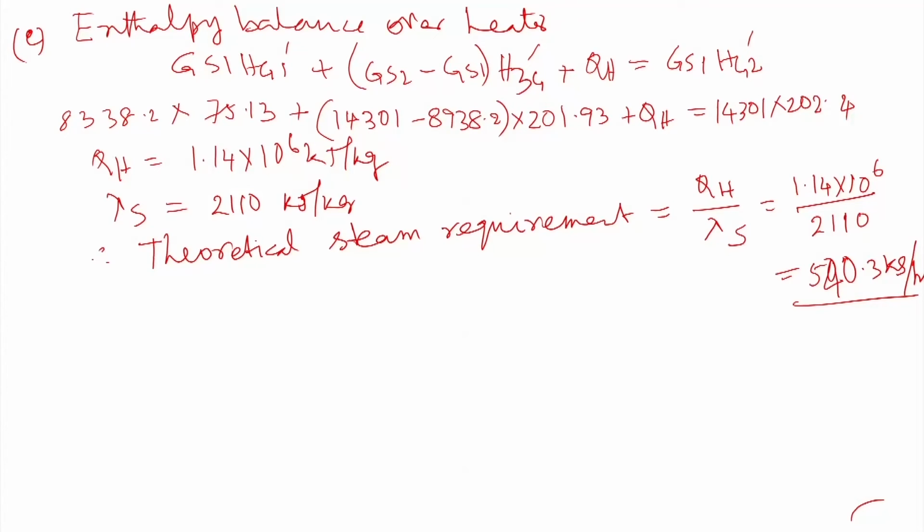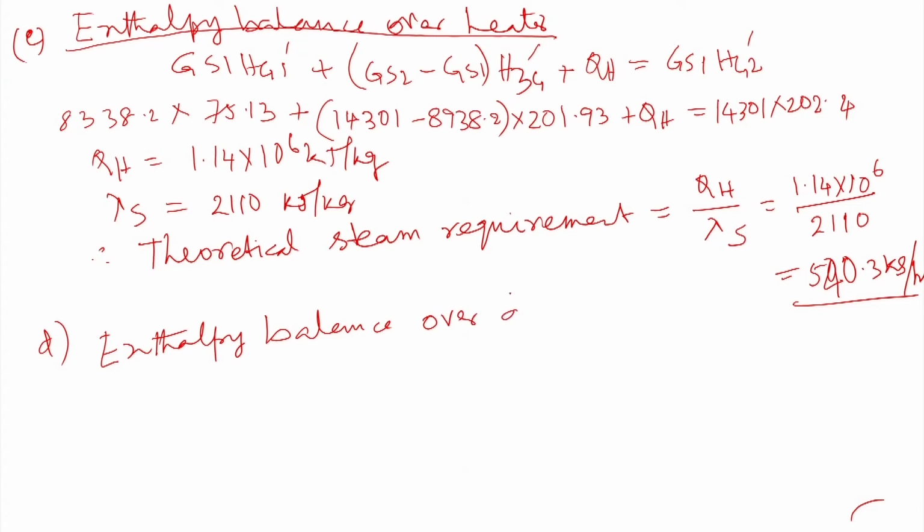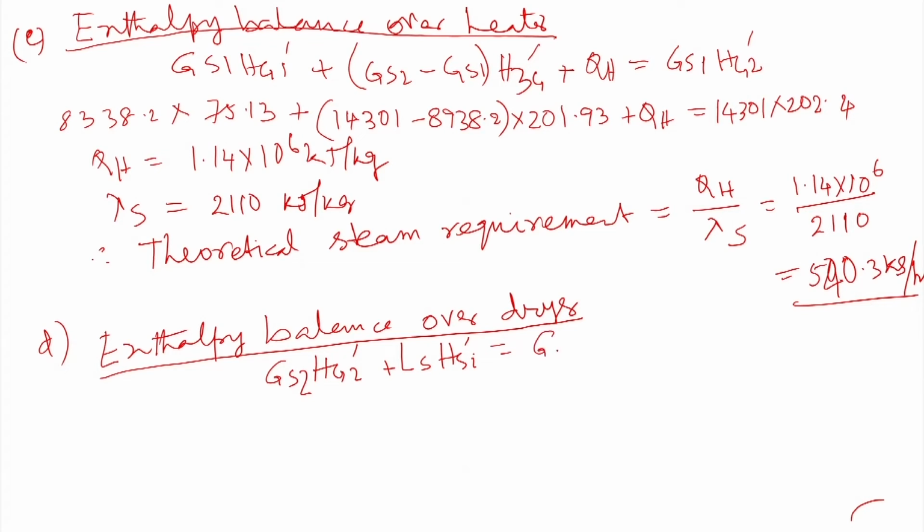Now, we need to find out how much heat is lost from the dryer. We will again do the enthalpy balance, this time over the dryer, since we have already done the enthalpy balance over the heater. So, here we do GS2 into Hg2 prime plus Ls into Hsi prime is equal to GS2 into Hg3 prime plus Ls into Hso prime plus the load we are giving, Qd.